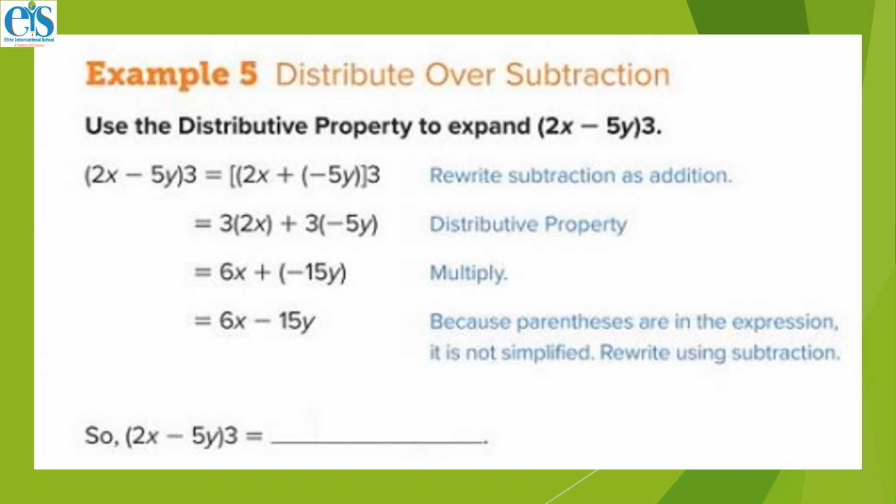Our product is 6x plus negative 15y. And because parentheses are in the expression, it is not simplified. We rewrite using subtraction. 6x plus negative 15y is rewritten as 6x minus 15y.